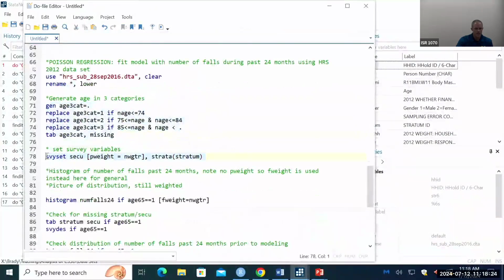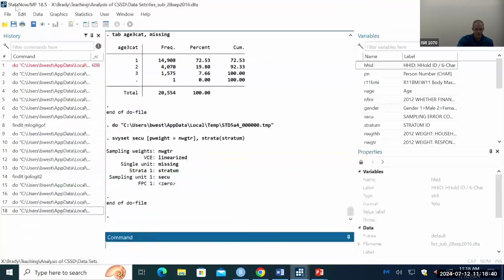Now I set the survey design variables for the HRS, which in the 2012 wave were N, that the weight was N, so N weight R and N weight HH. Then I have the CQ variable for the cluster codes and the stratum variable for the stratum codes. All right, so I'll set those design features for HRS.